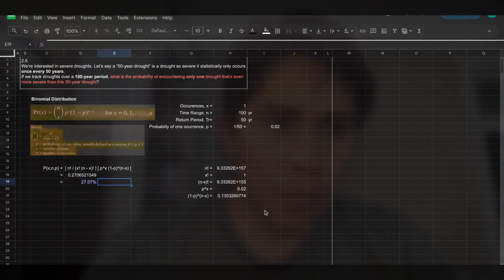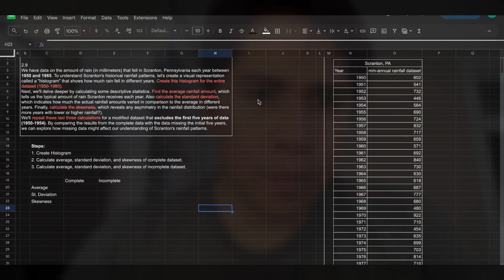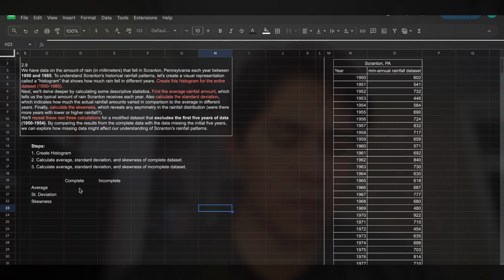And this is how we work with the binomial distribution equation. Now, the next problem is mostly to get us familiar with statistics like the average, standard deviation, and skewness, which Excel is very good at. It makes our lives easier.